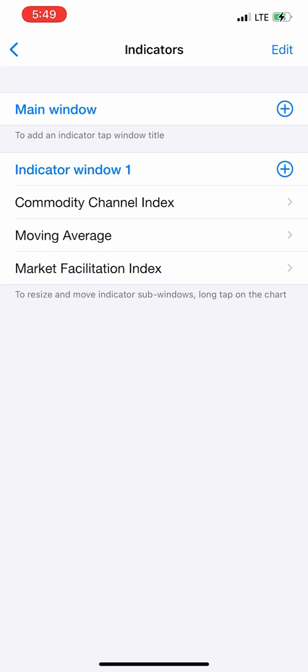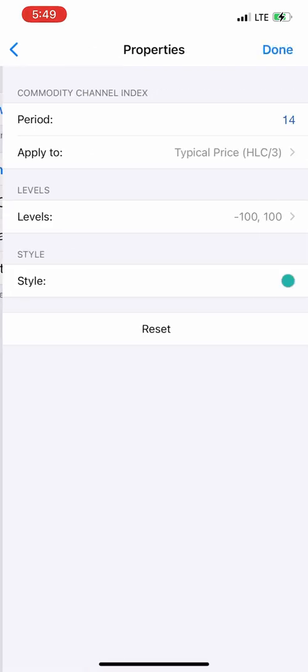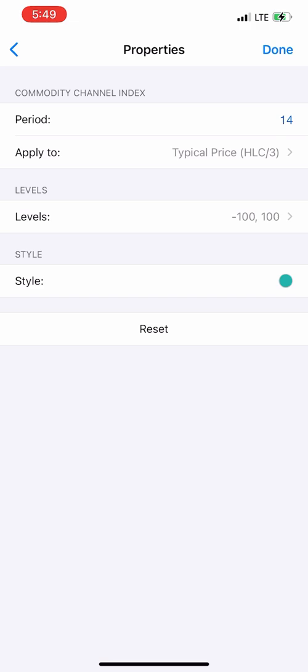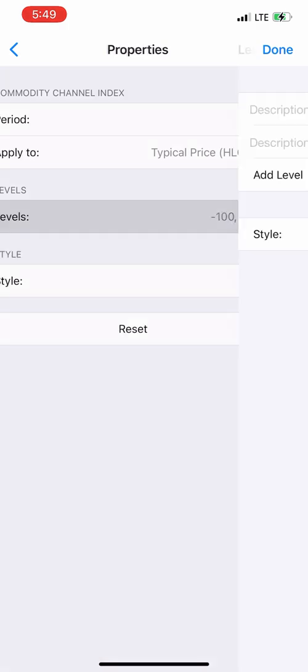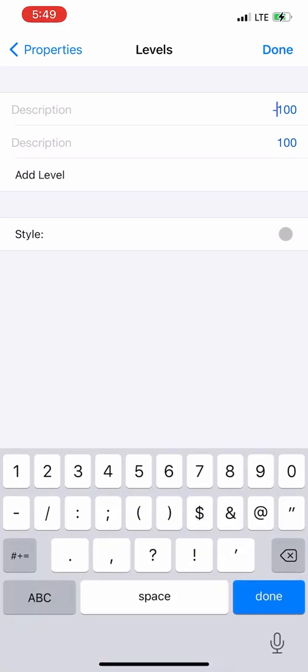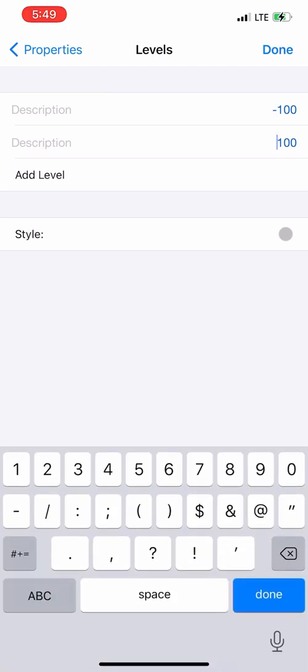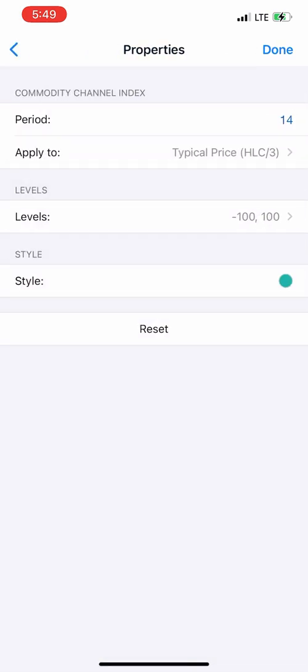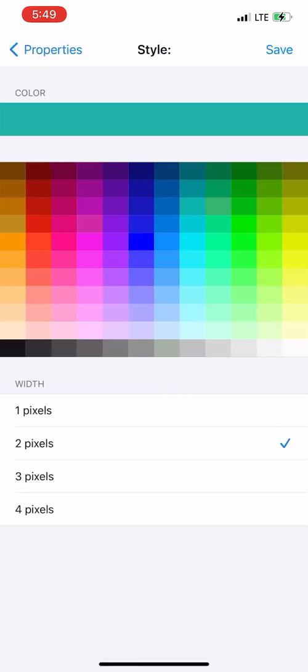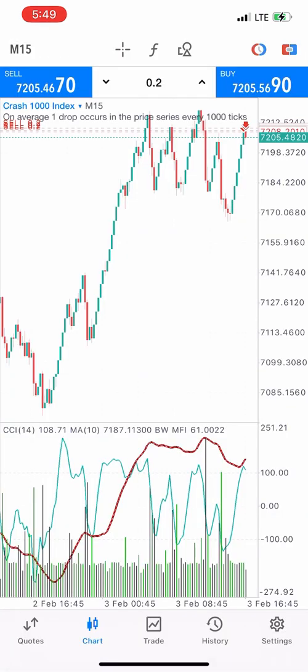So these are the indicators you use for the strategy: just the Commodity Channel Index, Moving Average, and the Market Facilitation Index. For the Commodity Channel Index, the period is 14, applied to typical price, levels -100 and 100. The style is green, use the color green. You can take a screenshot right now so that you can set it later for yourself. The levels are -100 and +100. Use the color of your screen. That's the properties for it. Then you click save and then you're done.